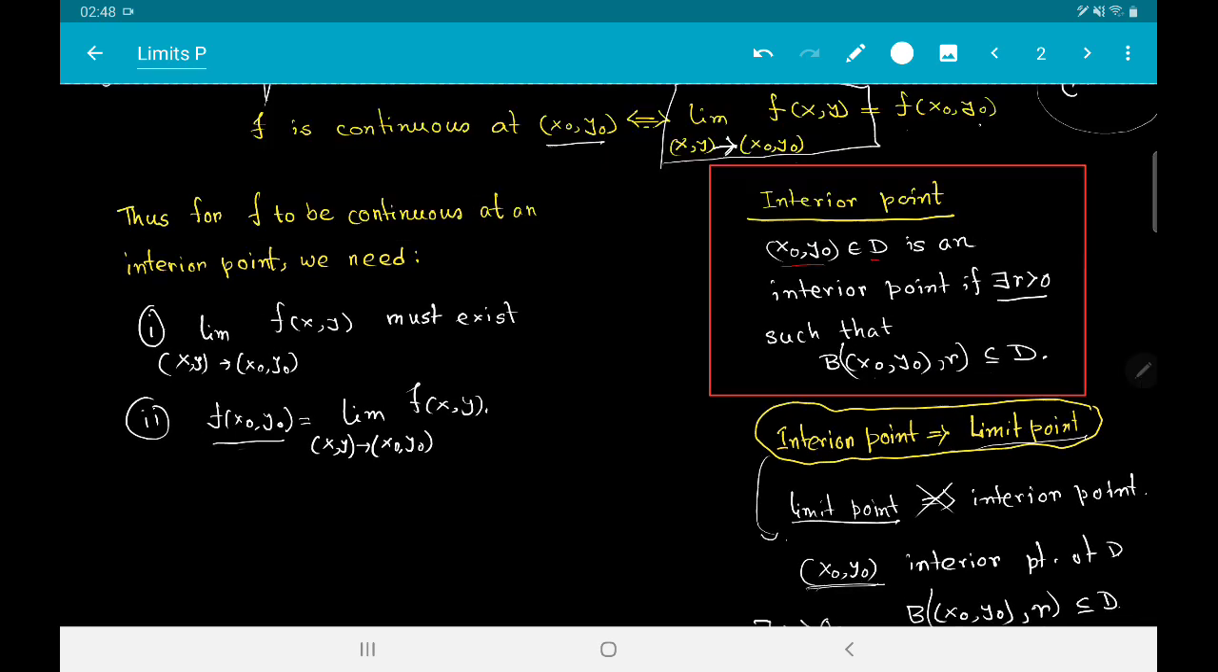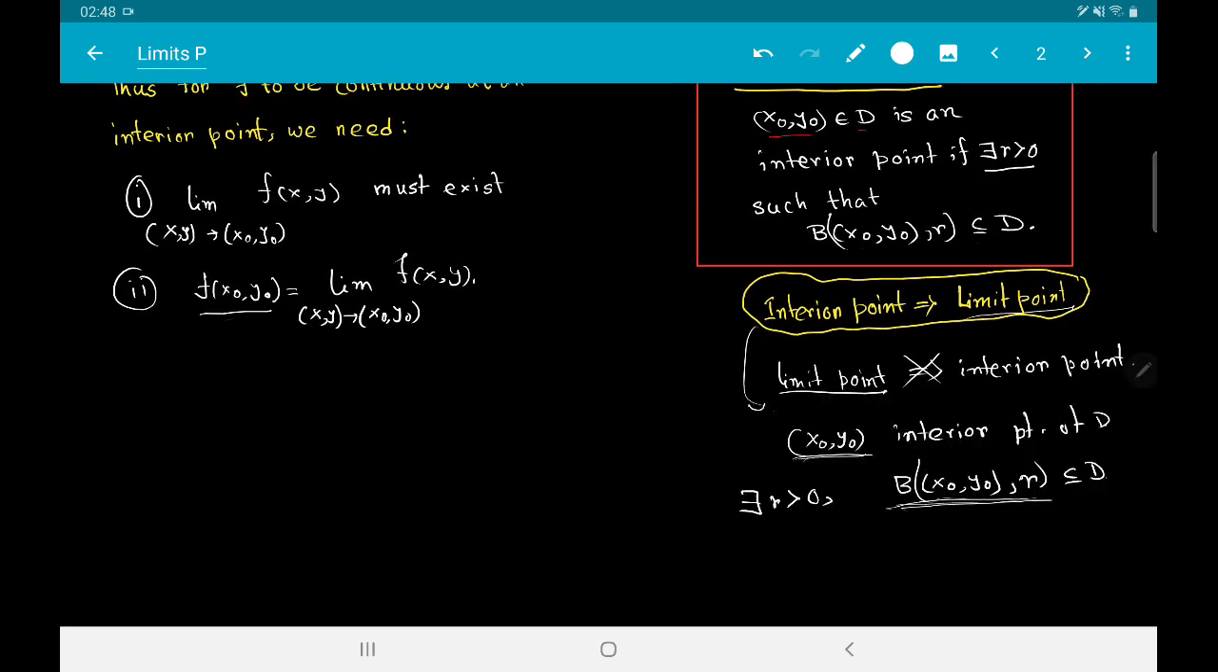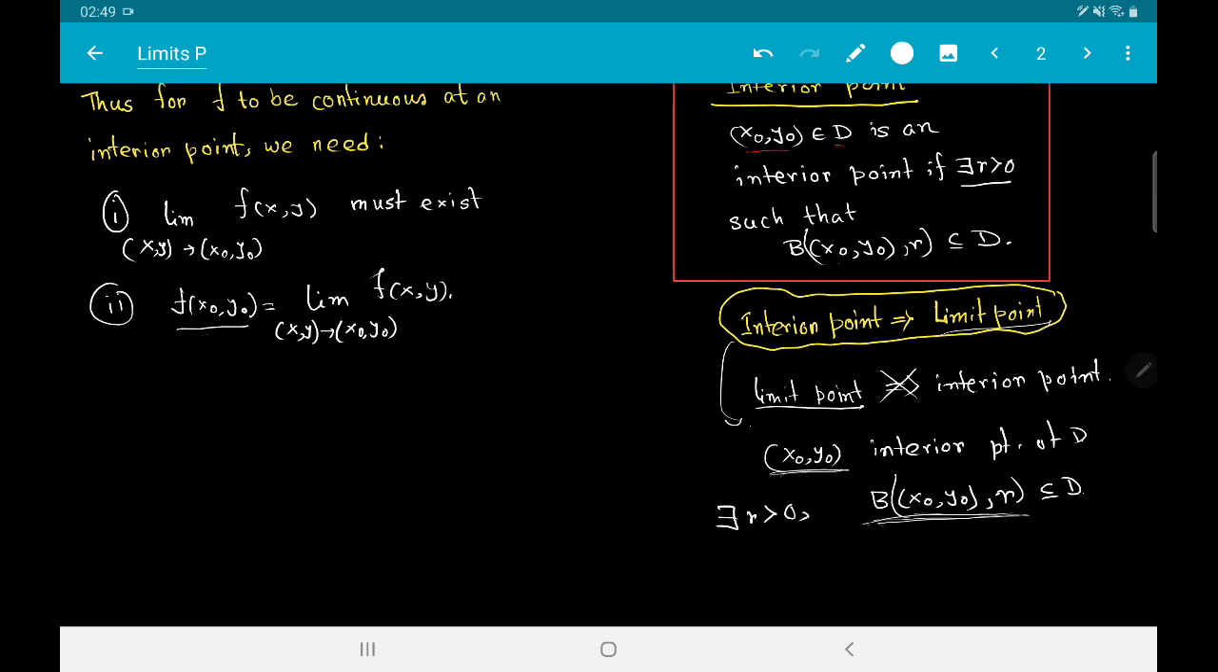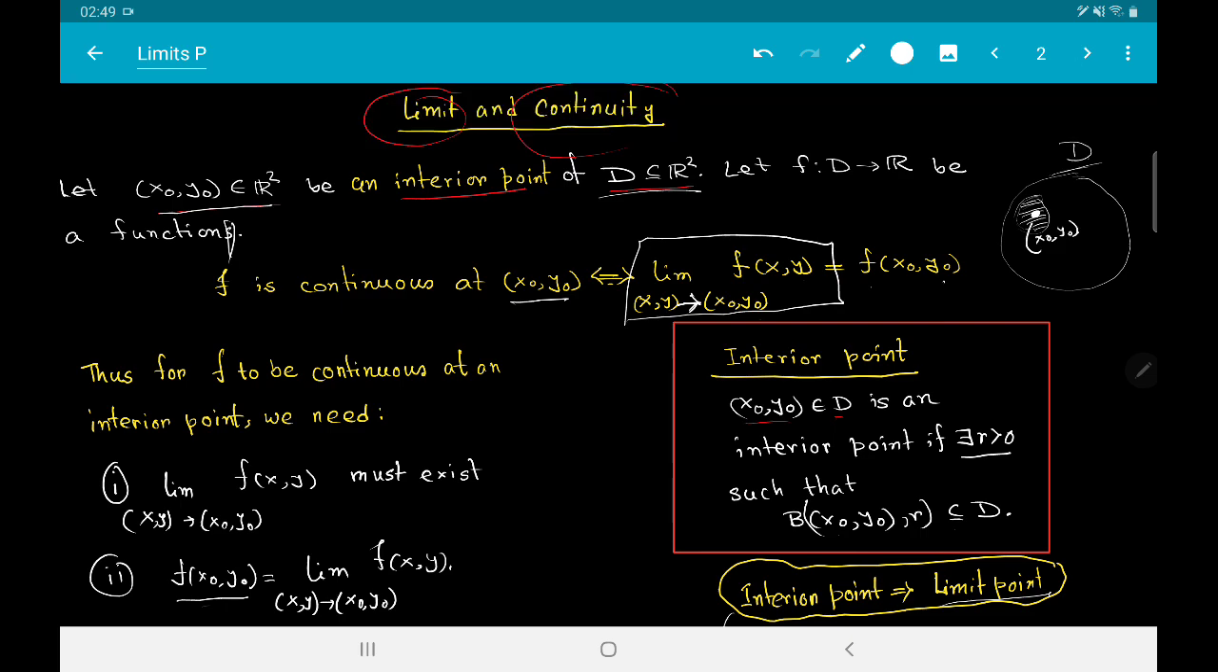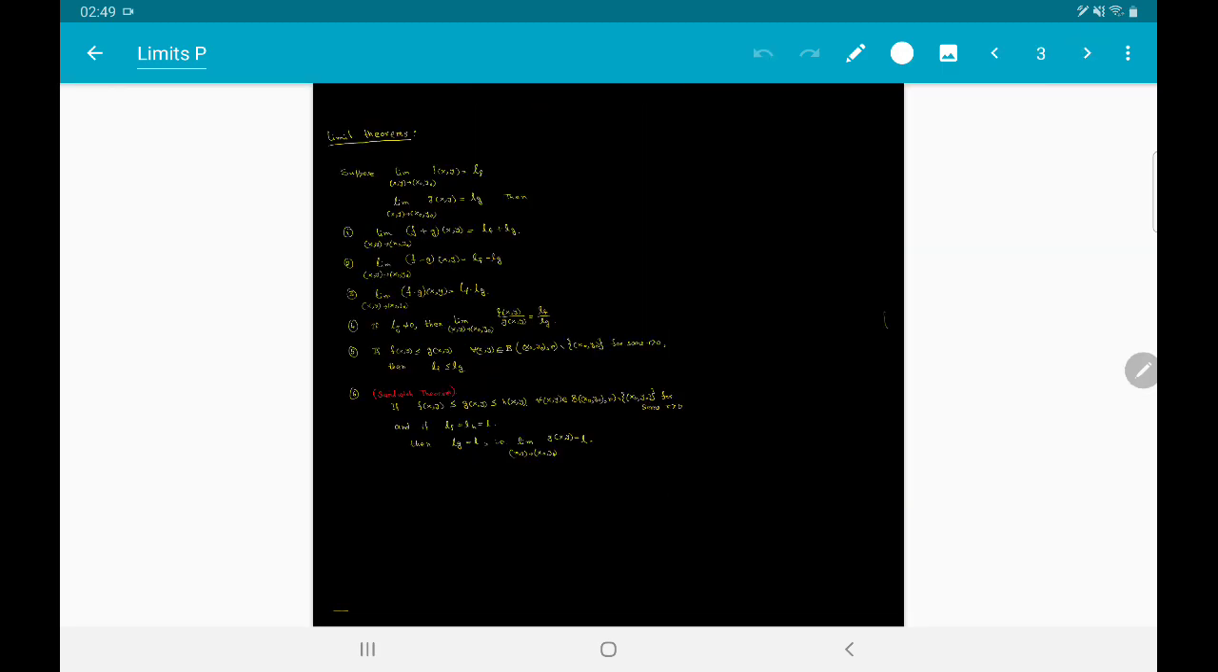So what happens if we take a limit point which is not necessarily an interior point? I leave it for you to think about it, and we will discuss during one of our discussion sessions. So I hope this clarifies the relationship between limit and continuity. So let us go forward.